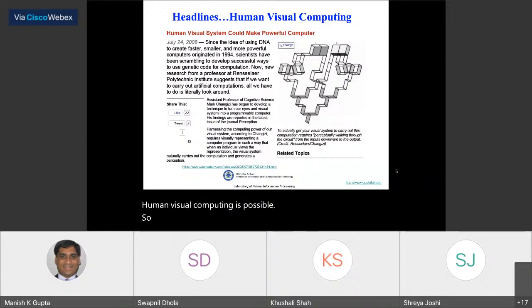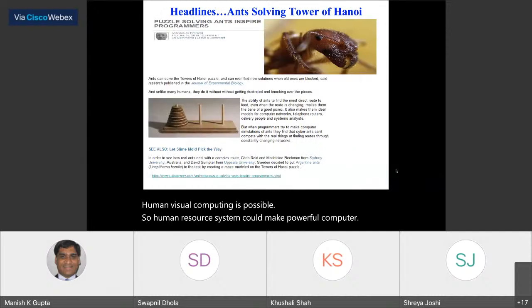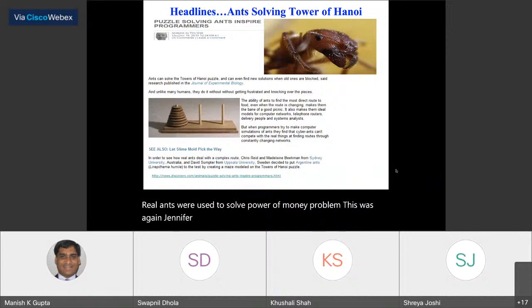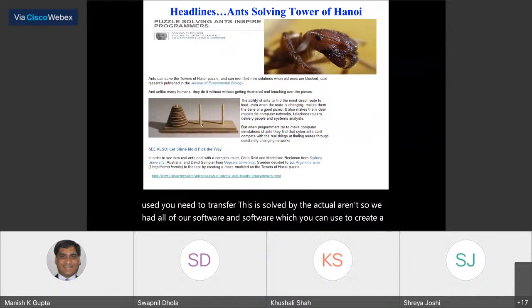The human visual system could make a powerful computer. Real ants were used to solve the Tower of Hanoi problem. This appeared in the Journal of Experimental Biology. In the Tower of Hanoi problem, you remember, these disks are there. You have to transfer them to the third peg using the middle peg, such that no larger disk should come on top of a smaller disk. If that principle is used, you need to transfer this. This is solved by actual ants. We have developed a software, AntSoft, which you can use to create a configuration for solving a mathematical problem. So this is a really interesting thing to do.